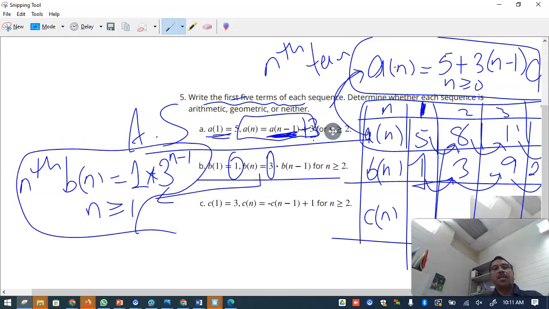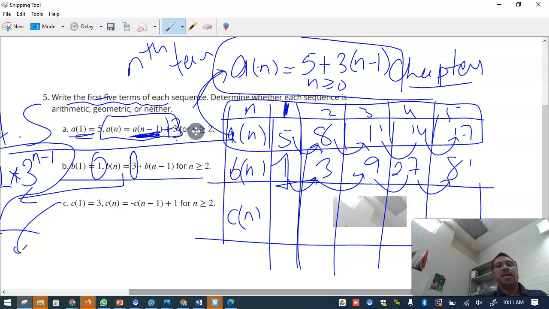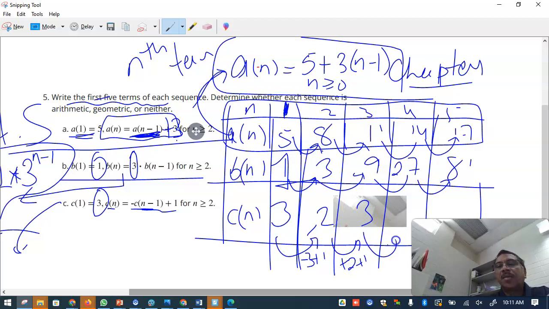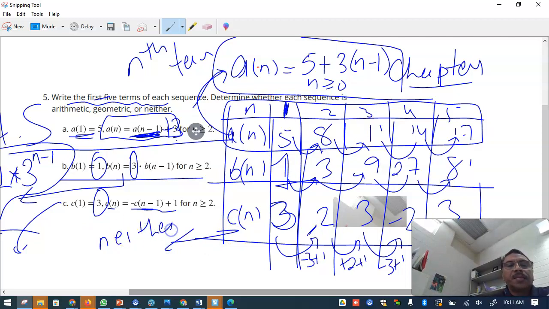So that takes care of that. And the last one looks like it is neither. Look, any term is the negative of the previous plus 1. That means it begins with 3. So you make it negative and then add 1, it becomes -2. Again, you do the opposite, which is +2 plus 1 becomes 3. You do the opposite, negative plus 1, and negative. You can see it alternates between 3, negative 2, 3, negative 2. So this is neither an arithmetic sequence nor a geometric sequence, and you can't write an nth term formula for this. You can write only the recursive formula.